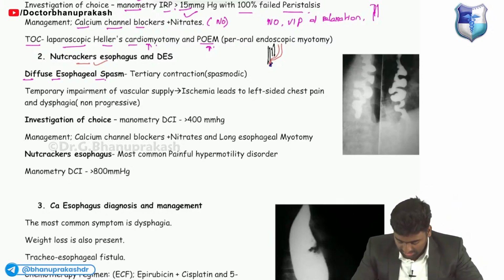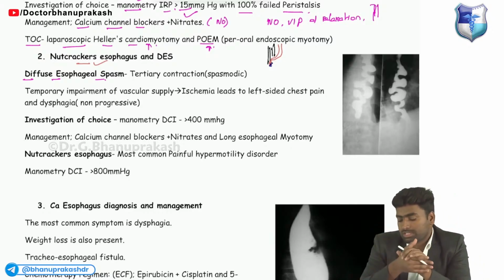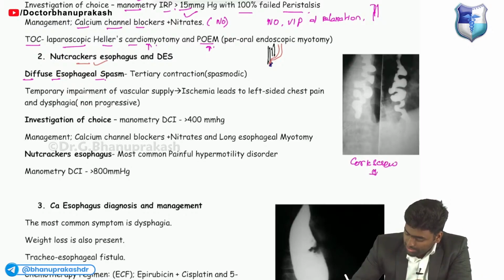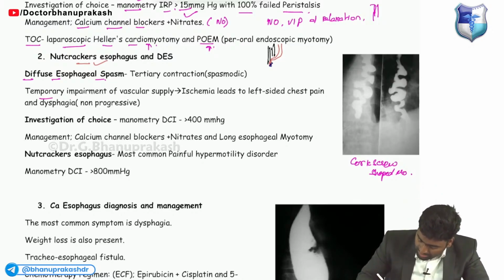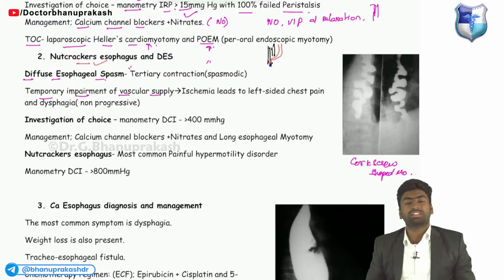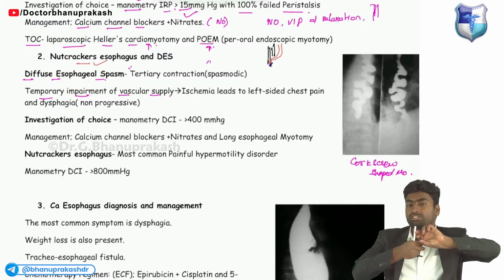Fine. And if you see diffuse esophageal spasm, it will cause a corkscrew-shaped esophagus. It is due to tertiary contractions. Usually there will be peristalsis, whereas here there will be tertiary contractions, which are actually spasmodic.